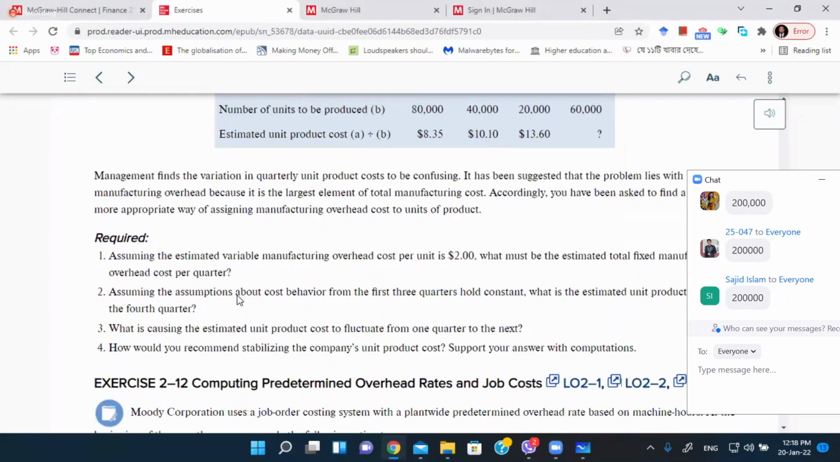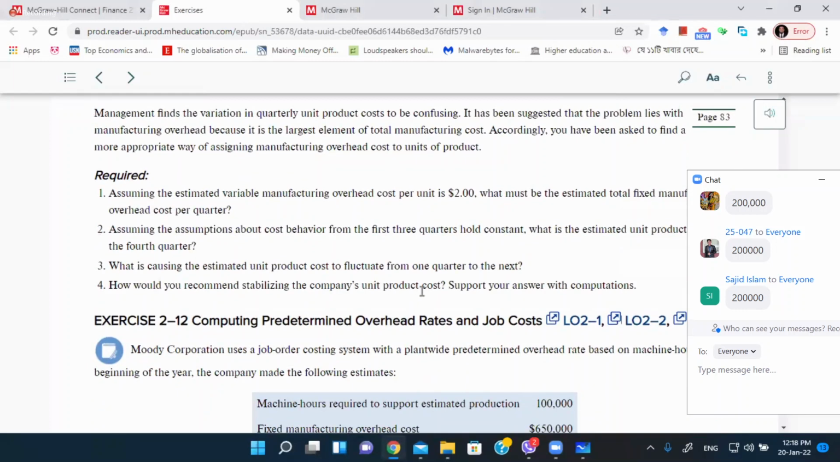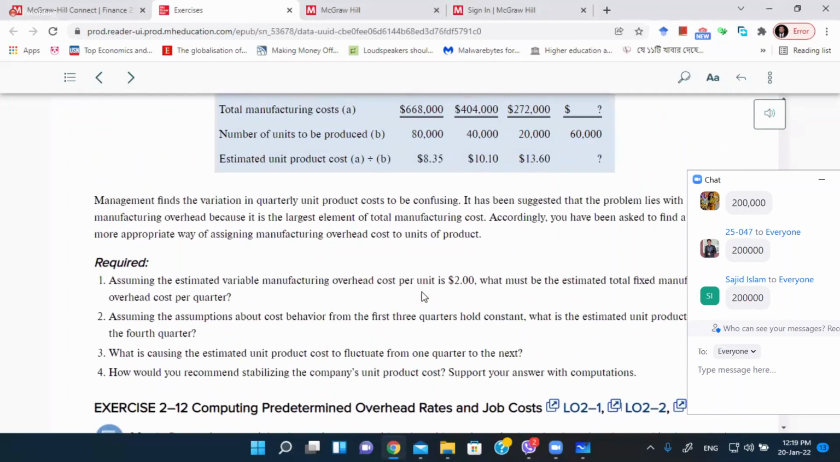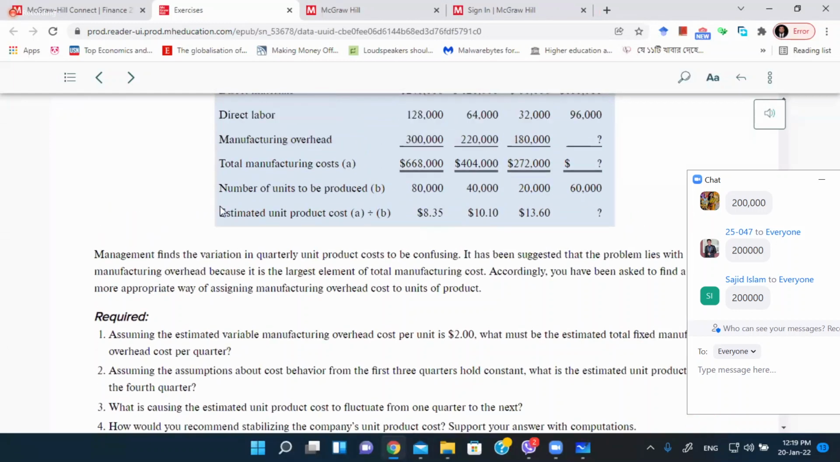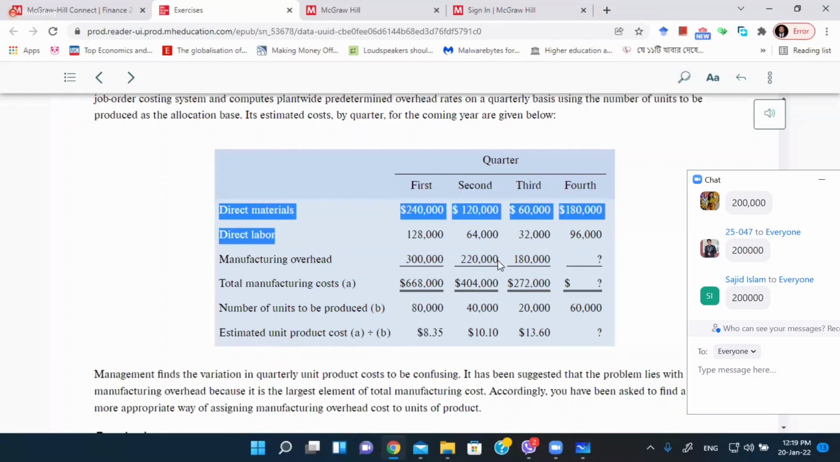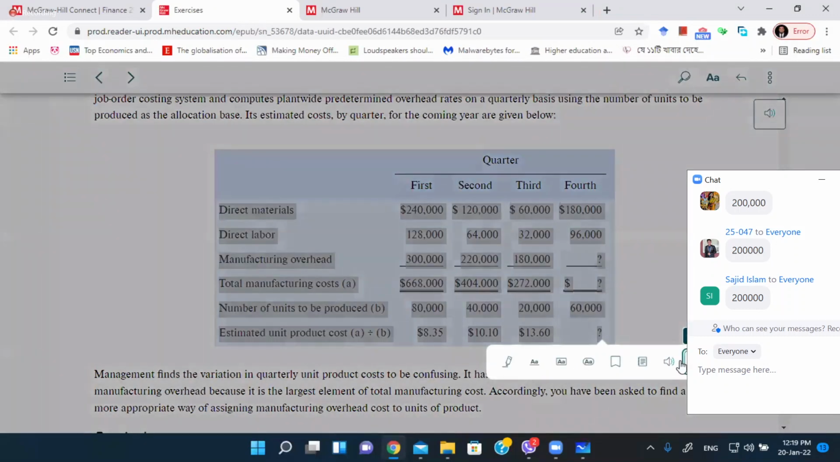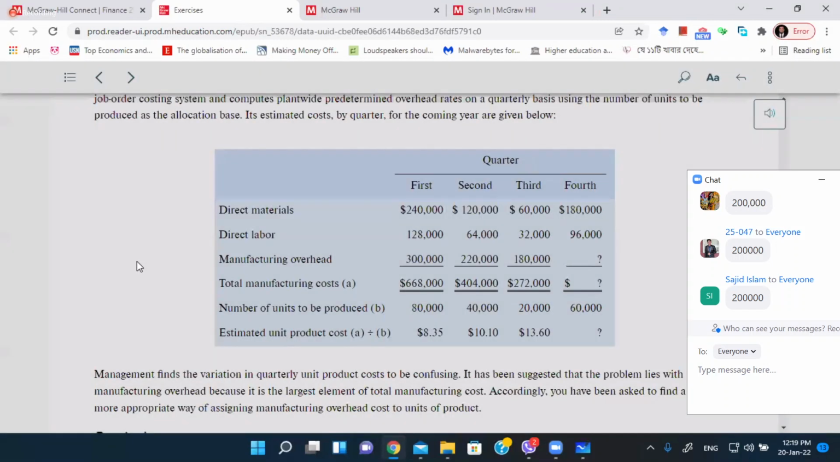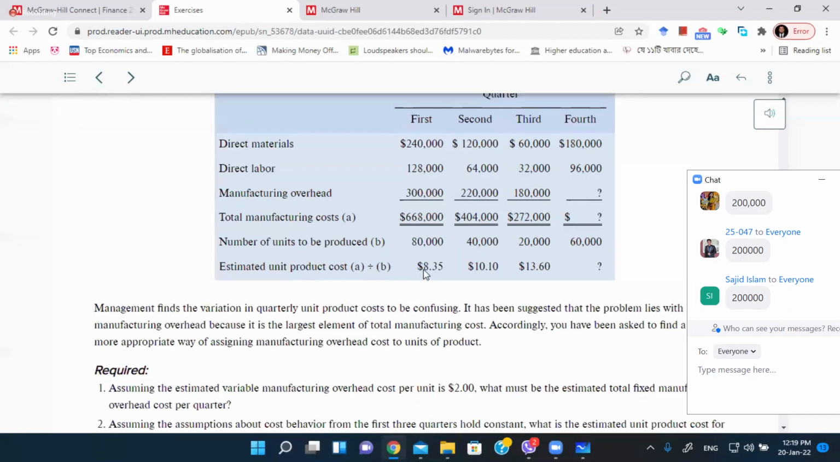What is the question, by the way? Let me remind you again. How would you recommend stabilizing the company's unit product cost? Support your answer with computation. I do not know if it is possible to copy in Excel. Okay, it is not possible. So let me give you the idea of what is happening. Instead of estimating the predetermined overhead rate on a quarterly basis, if we estimate the predetermined overhead rate on an annual basis, can we solve the fluctuation of the unit product cost?